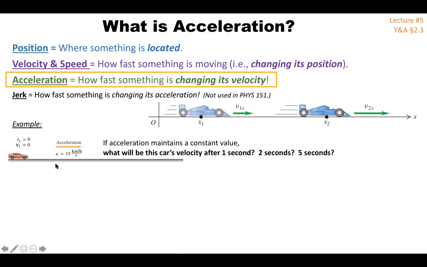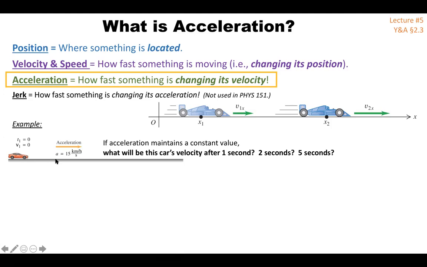And what if I were to tell you that the acceleration is 15 kilometers per hour per second? Okay, so notice that acceleration needs to be a rate of change of velocity. So the numerator has units of velocity and the denominator has units of time. So it's a rate of change over time of velocity.